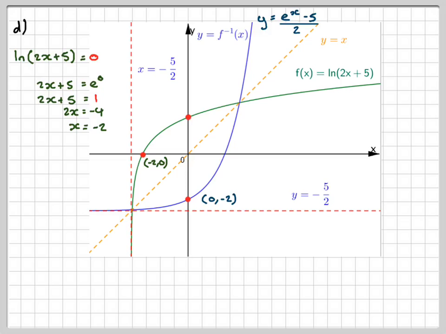This point here is when x is equal to 0. So when we put x is equal to 0, we're just going to get ln of 5. So this will be 0, ln of 5. This point here will be ln of 5, comma 0.